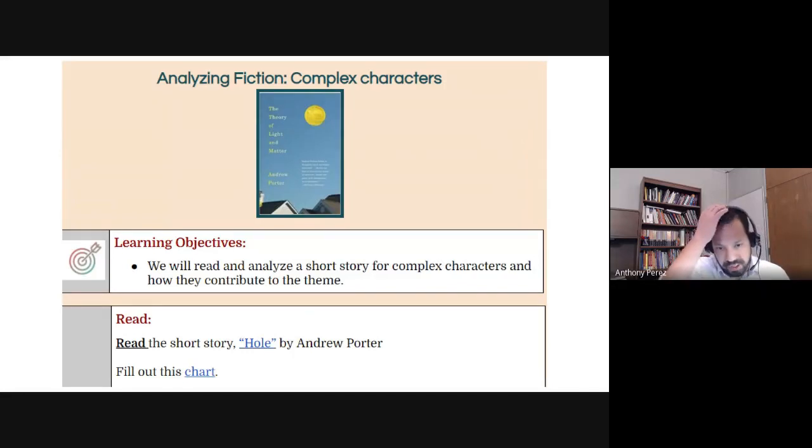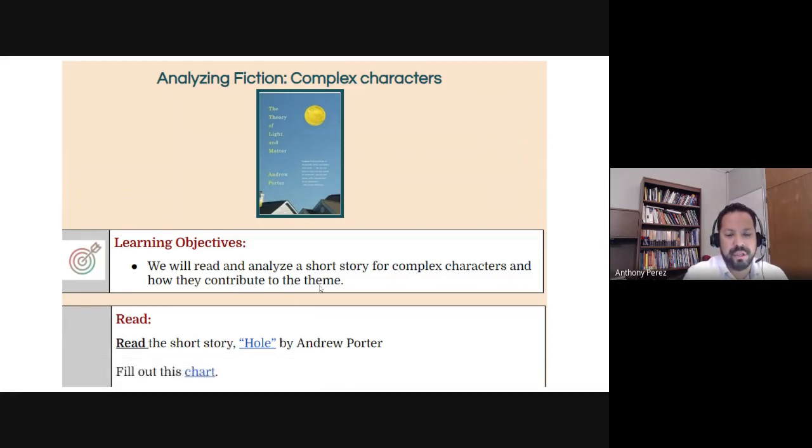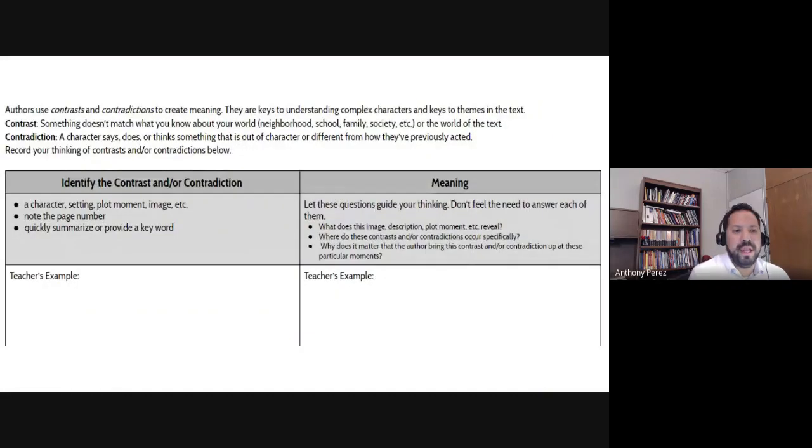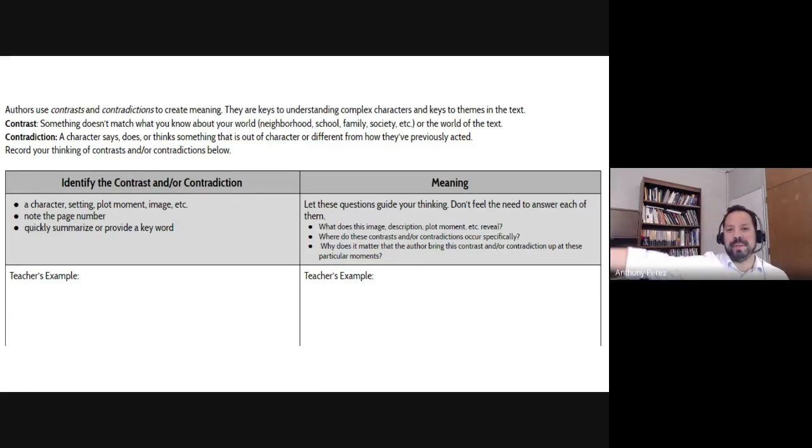So our objective will be to read this story whole by Andrew Porter, and it's from the Blitz resources that we've had for a couple of years now, one of my favorite stories, and we're going to analyze it for complex characters and how they contribute to theme. All right. And how they're going to do that is a way that's hopefully a little bit more organic, but will also get them to be able to answer those.